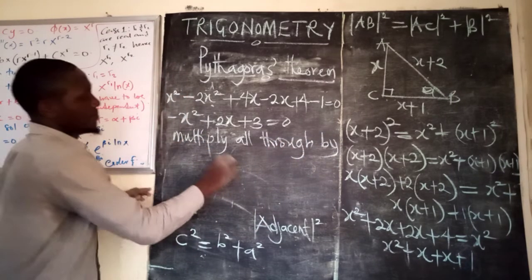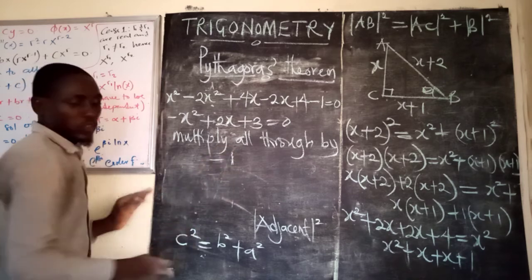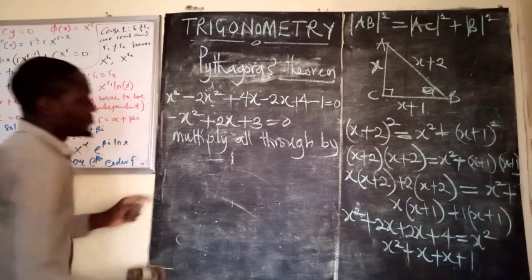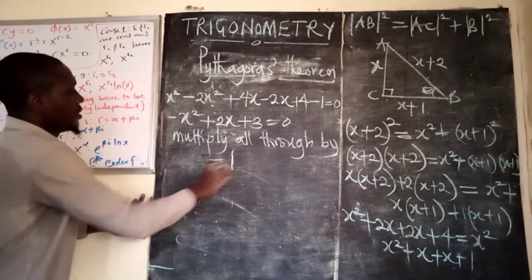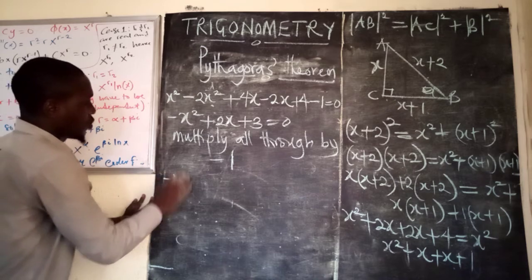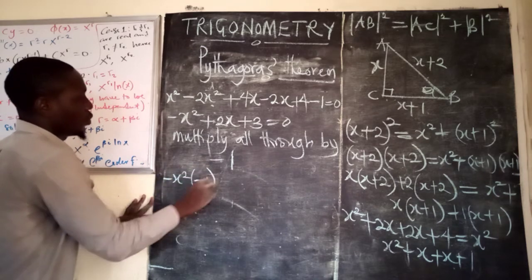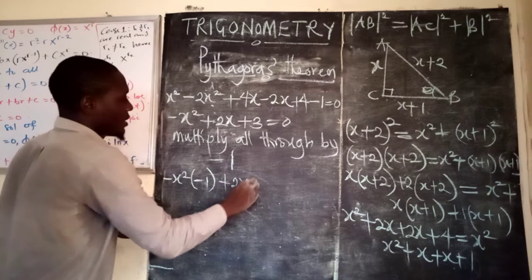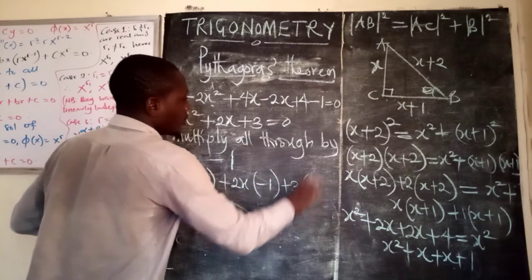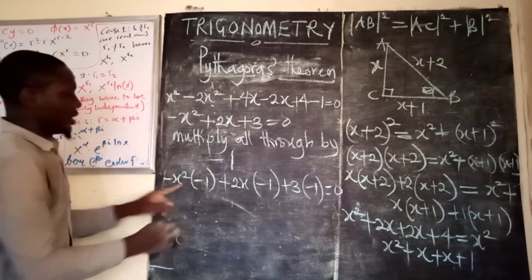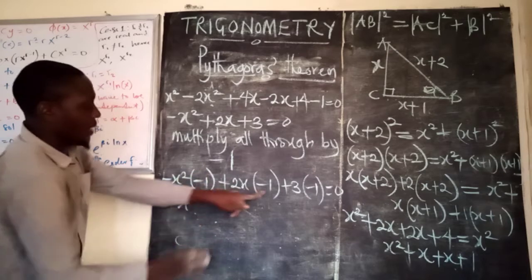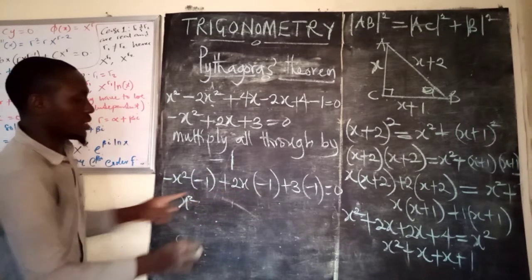By minus 1. So if we multiply all through by minus 1, we have this to be minus x squared minus 1, plus 2x minus 1, plus 3 minus 1, equals 0. So this is x squared, plus minus 1 times plus 2x.